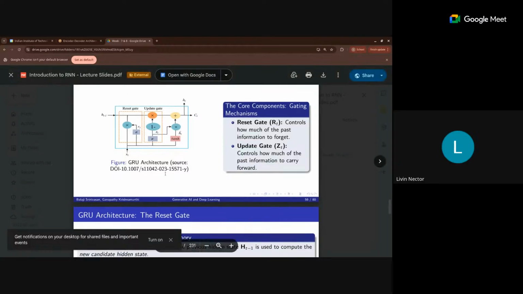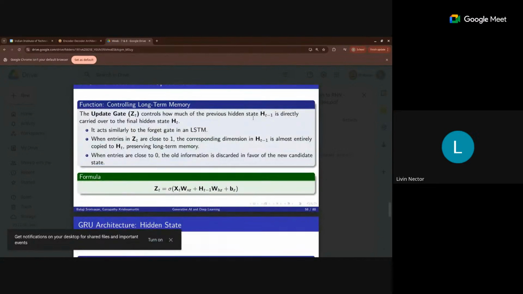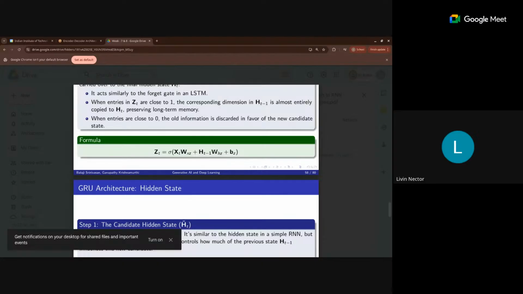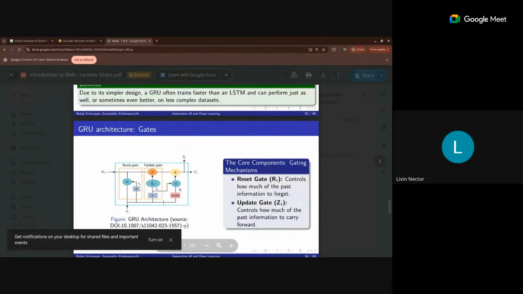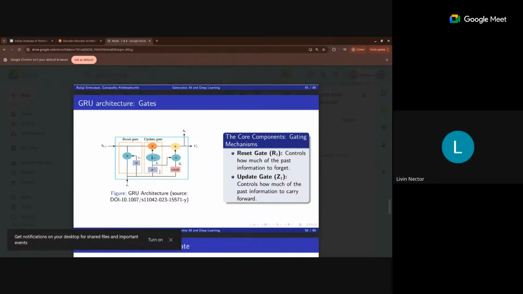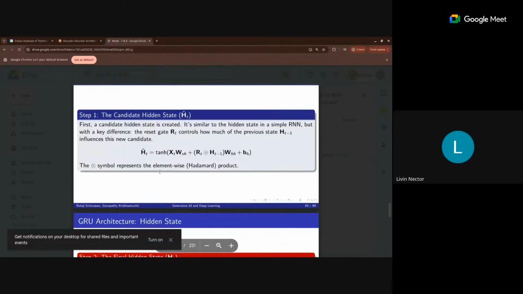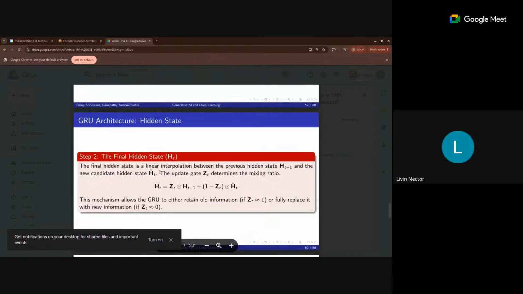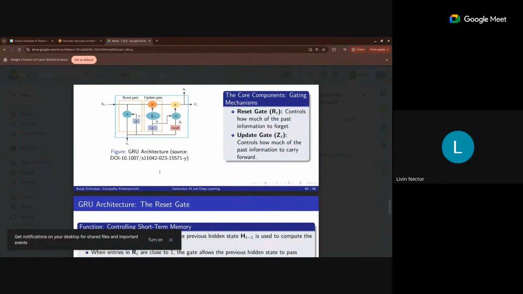So then that input is controlled by this update gate. Let's see this equation. So this is the update gate. How much of the previous hidden state is carried to the next one. So it controls how much previous hidden state is carried to the next one. Okay, so that is okay. Let me connect these equations with the diagram.